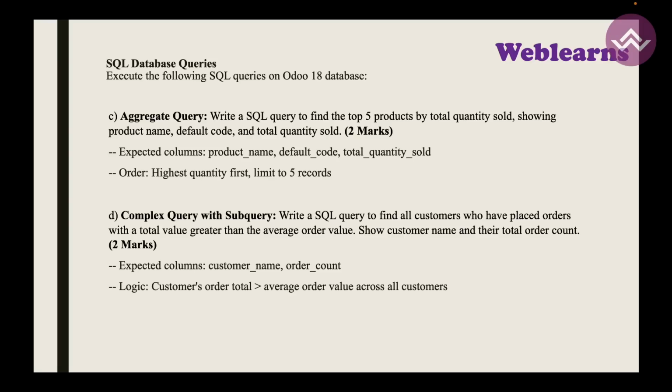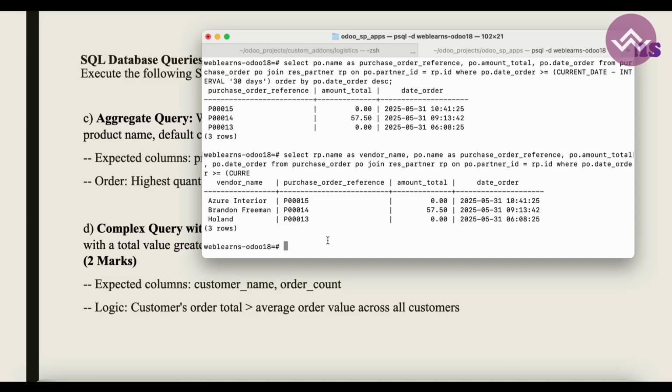Expected columns are product name, default code, total quantity sold, with the highest quantity first. Limit is 5 records only. Okay, so here let's select, using alias, from sale order line SOL, join product as a pp on sol.product_id equal to pp.id.